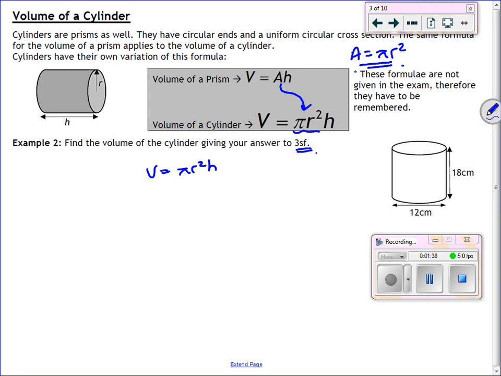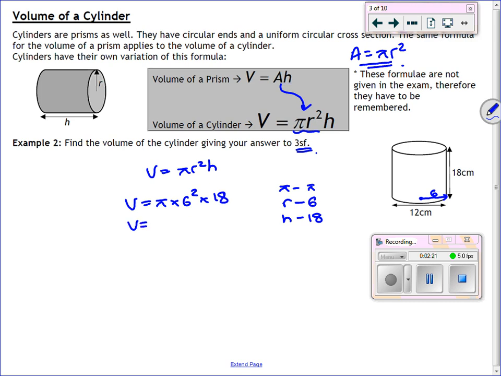So in order to do this, let's write down our variables. So we've got pi, we'll get r, and we'll get h. So we know what pi is. Pi is just the normal pi. The radius and the height, well, if the diameter of this cylinder here is 12, the radius has to be 6, because that's the distance from the centre out the way. That's the radius. And the height is 18. So let's put these values into the formula. So volume is equal to pi times 6 squared times 18.